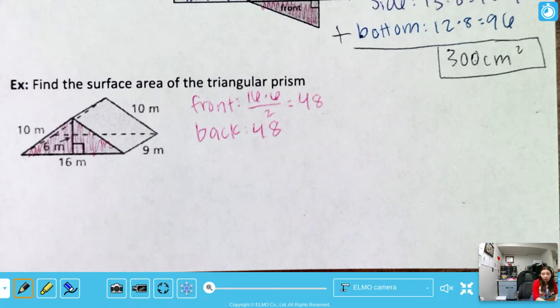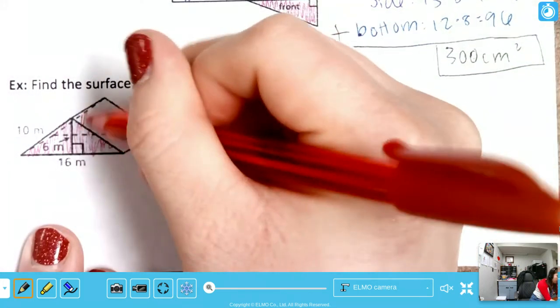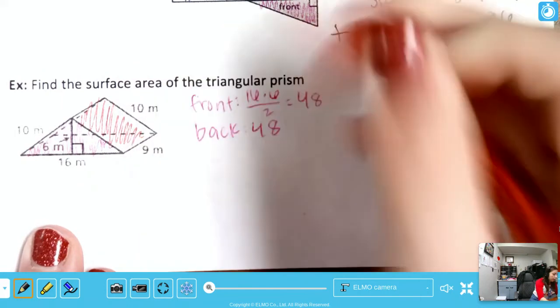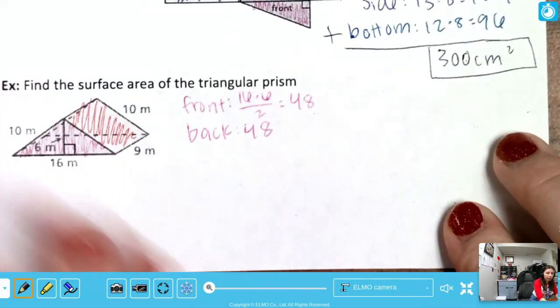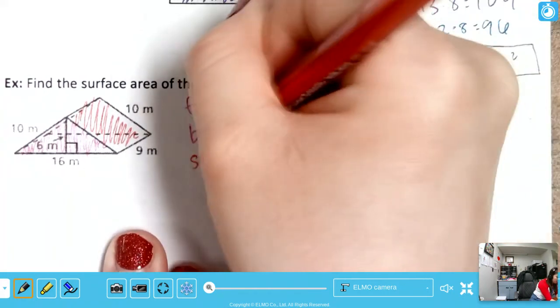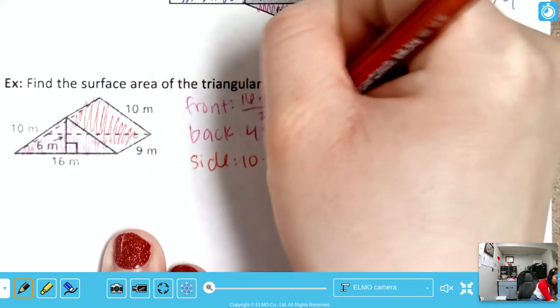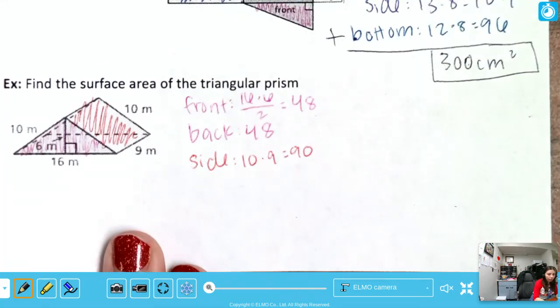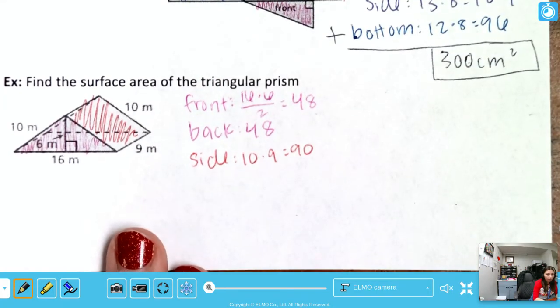Next, I'm going to pick one of the sides, one of the rectangles to deal with. I'm going to choose this one because it jumps out at me right away. Here's my rectangle. Its length and width are going to be 10 and 9. So to get its area, I'm going to do 10 times 9, which is 90. Okay, now that's one side.